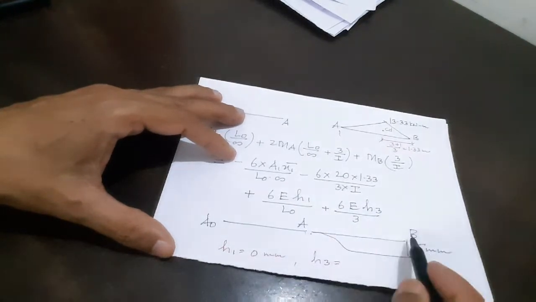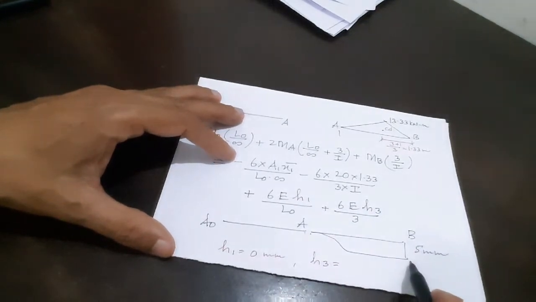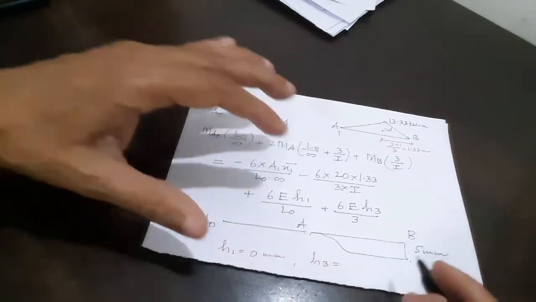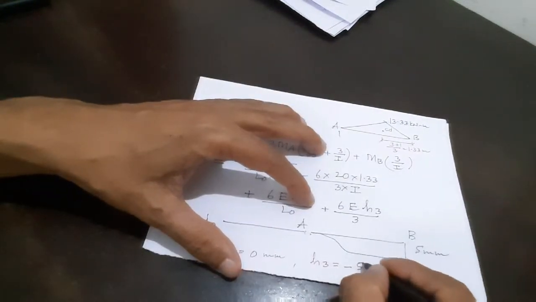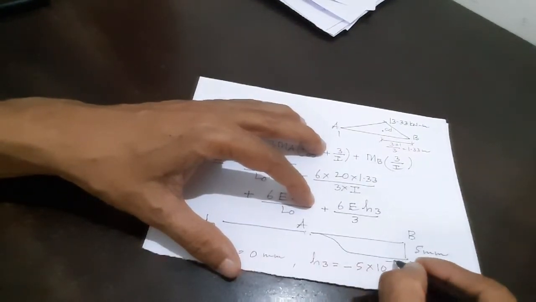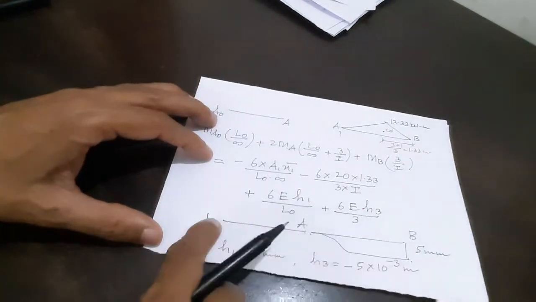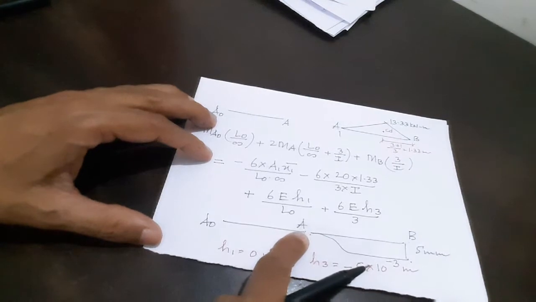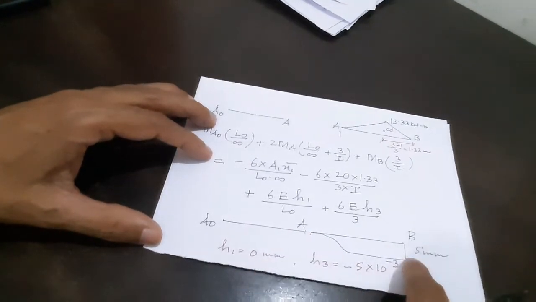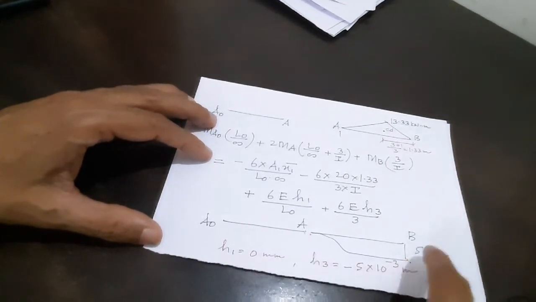Central support is A and the right hand support B has gone down by 5 mm. So H3 is minus 5 into 10 to the power minus 3 meters. I hope it is understood. H1 is the relative position of left hand support with respect to central support. H3 is the relative position of right hand support with respect to central support. Support B is settling down by 5 mm.